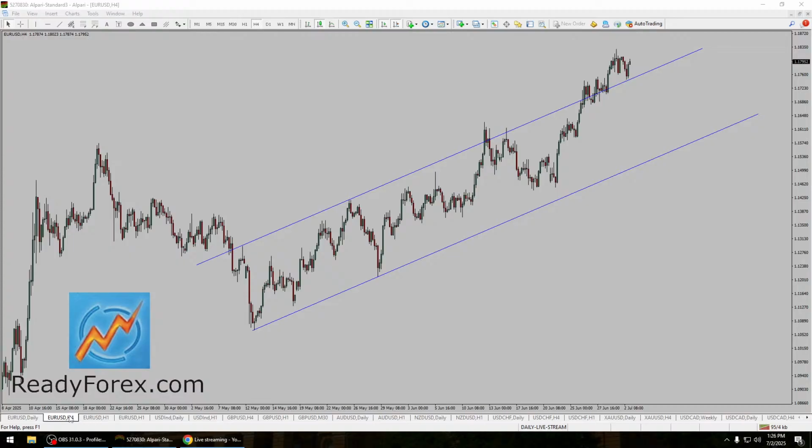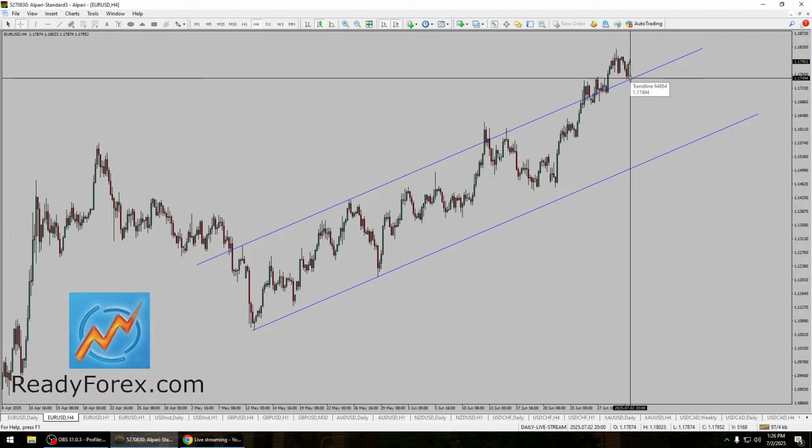This is the 4 hour chart. So you can notice that we got this nice bullish trend channel over here, and market is staying above this trend channel.